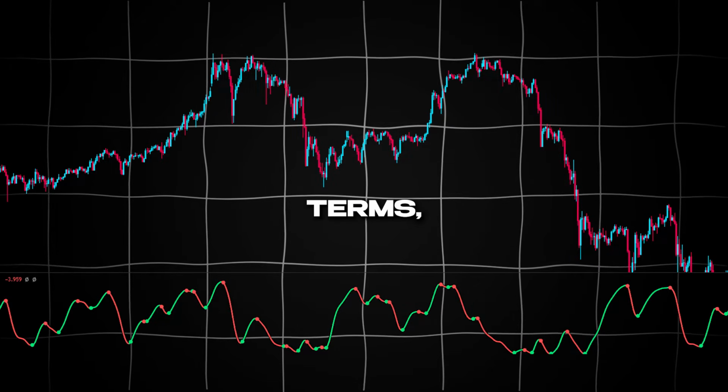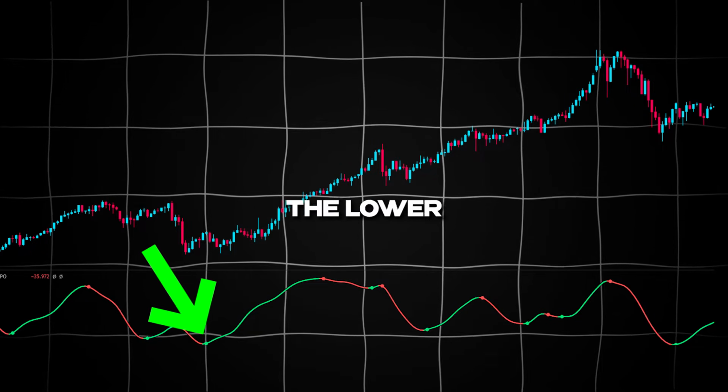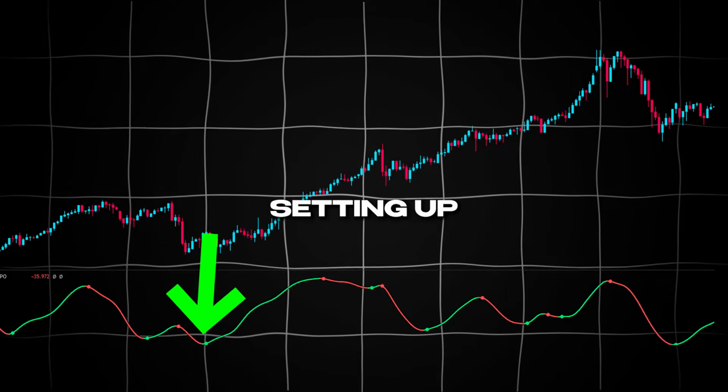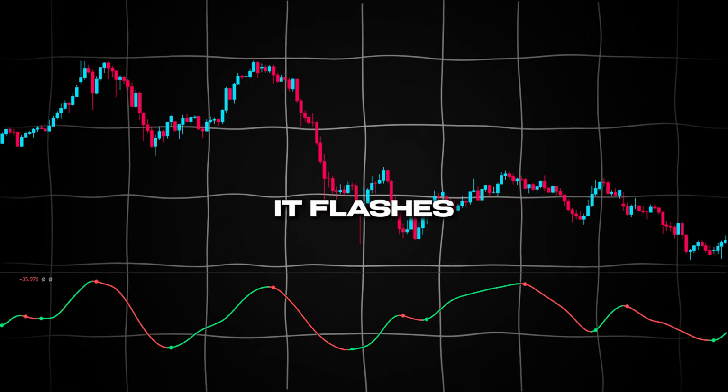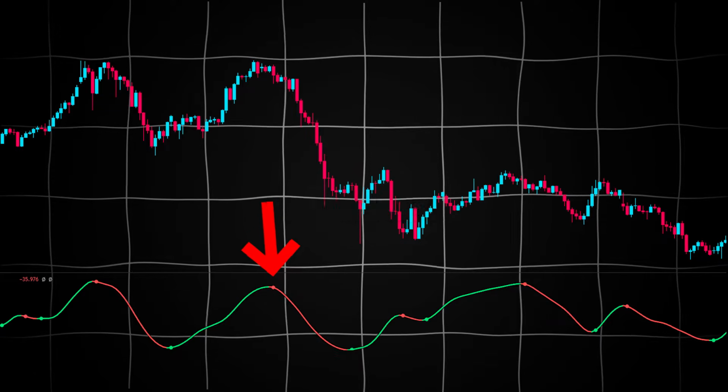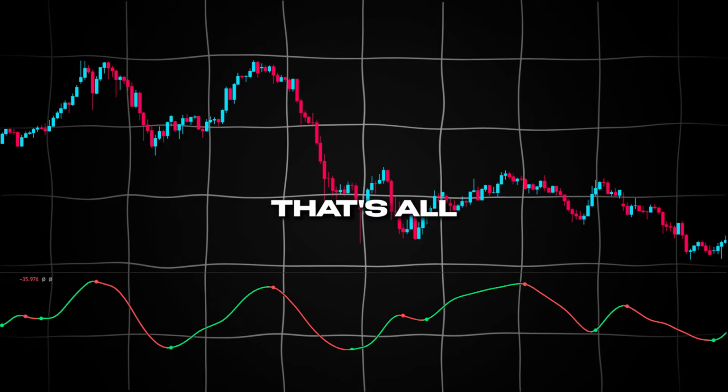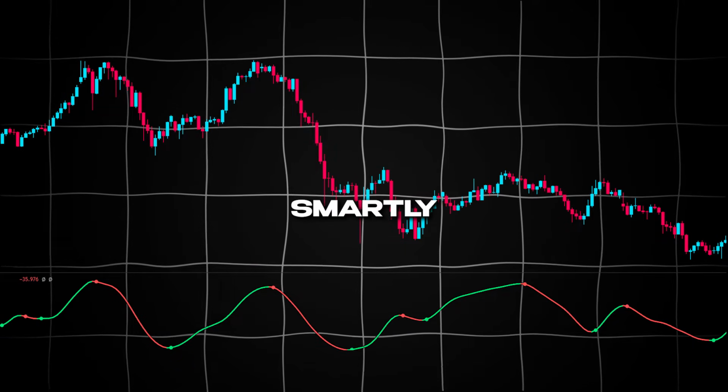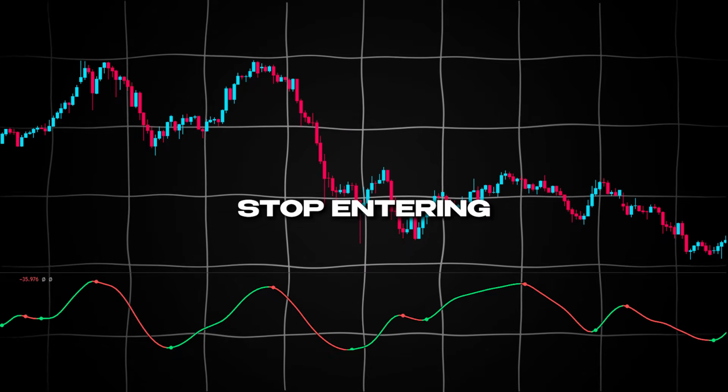In simple terms, when the TPO flashes a green dot near the lower zone, the market is likely setting up for a bullish continuation. When it flashes a red dot near the upper zone, it's warning of bearish momentum or a potential reversal. That's all you need to start filtering your trades smartly. And finally, stop entering against momentum.